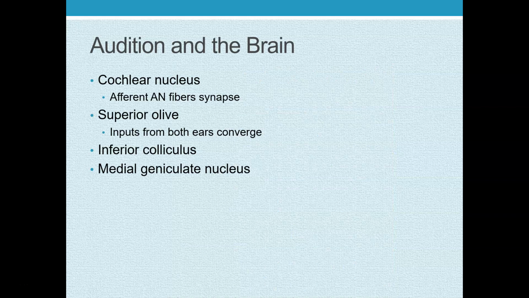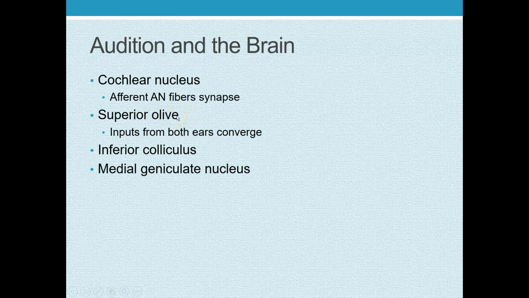So let's talk about some of the different areas of the brain that make contact once the auditory nerve actually leaves the ear. The first area, when the auditory nerve fibers basically leave the ear, the first place they make contact with is the cochlear nucleus. From there, they make contact with the superior olive.